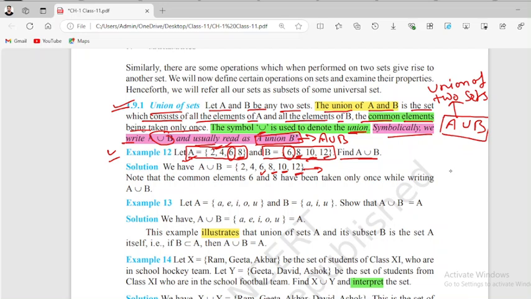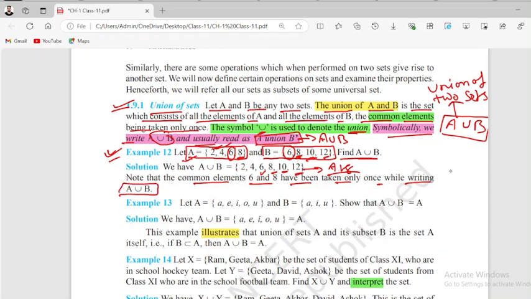If we have to calculate the union of two sets, each and every element from both sets comes in this set according to the definition. So this is the answer to this example. Note that the common elements 6 and 8 have been taken only once while writing A union B.